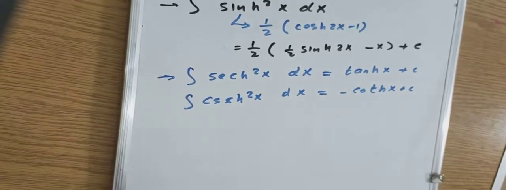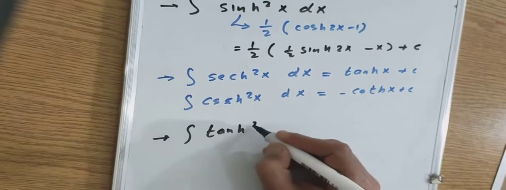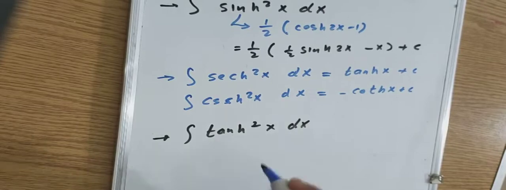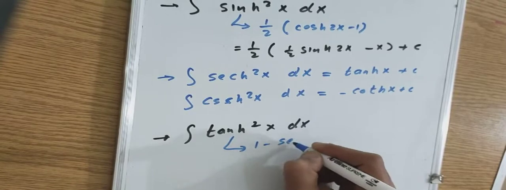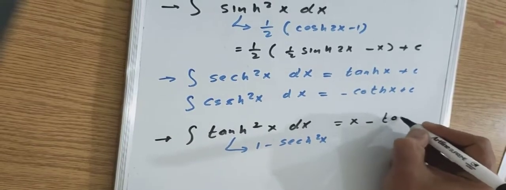For the integration of tan squared, tan squared has an identity which converts tan squared to sec squared. Tan squared x is sec squared minus 1. So the integration of 1 will be x, and the integration of sec squared is tan.